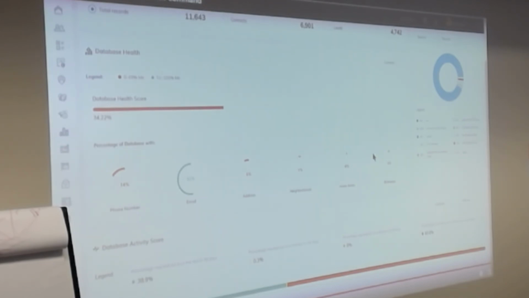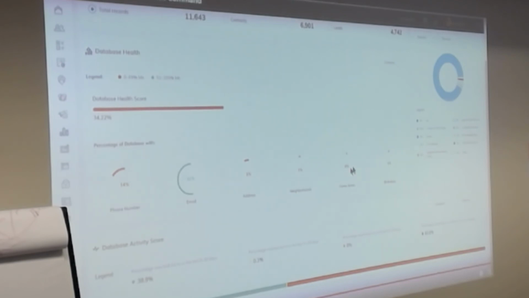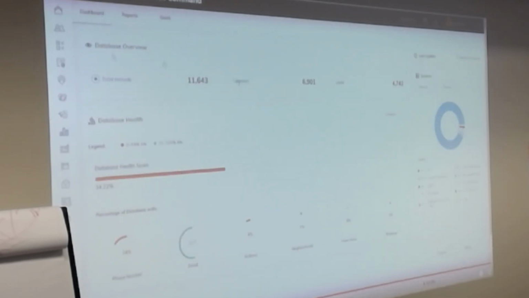So consider it a challenge to get the database health score looking not like 14% for phone number, but let's say 88%, or let's say address is not 5%, but 95%. That's what you want to see here, and that's what you're shooting for. It's really helpful in a competitive way, I think, among team members to see who's got the better score on different things, and between different contacts in your database too.